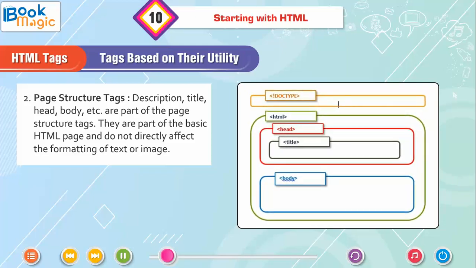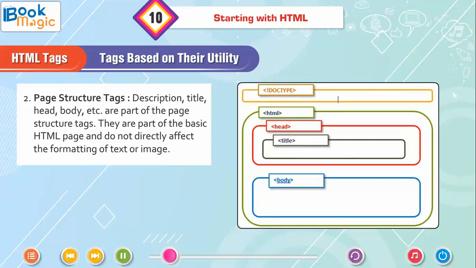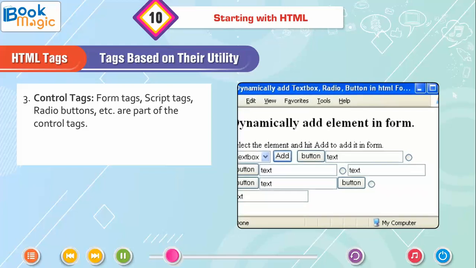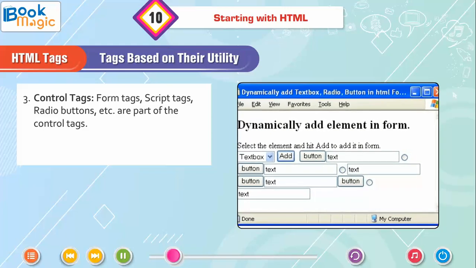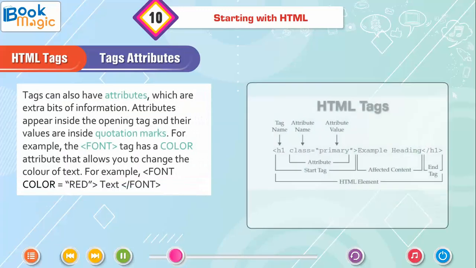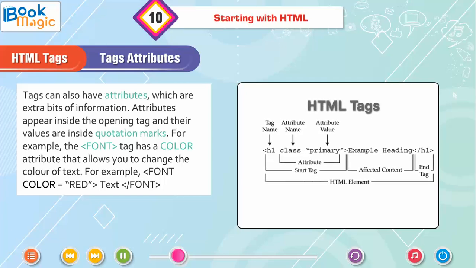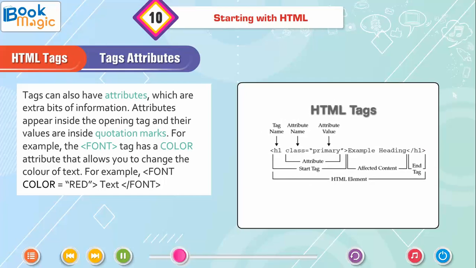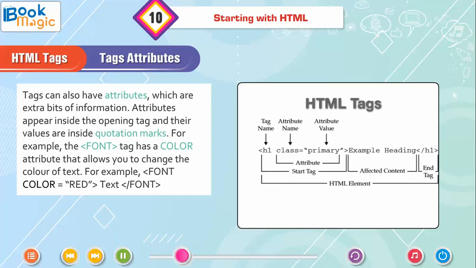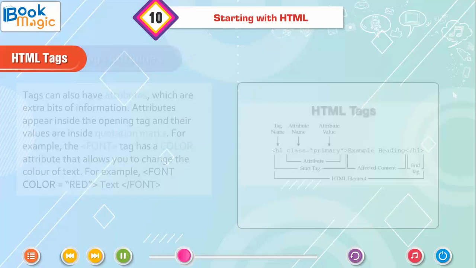They are part of the basic HTML page and do not directly affect the formatting of text or image. 3. Control tags. Form tags, script tags, radio buttons, etc. are part of the control tags. Tag attributes. Tags can also have attributes, which are extra bits of information. Attributes appear inside the opening tag and their values are inside quotation marks. For example, the font tag has a color attribute that allows you to change the color of text.